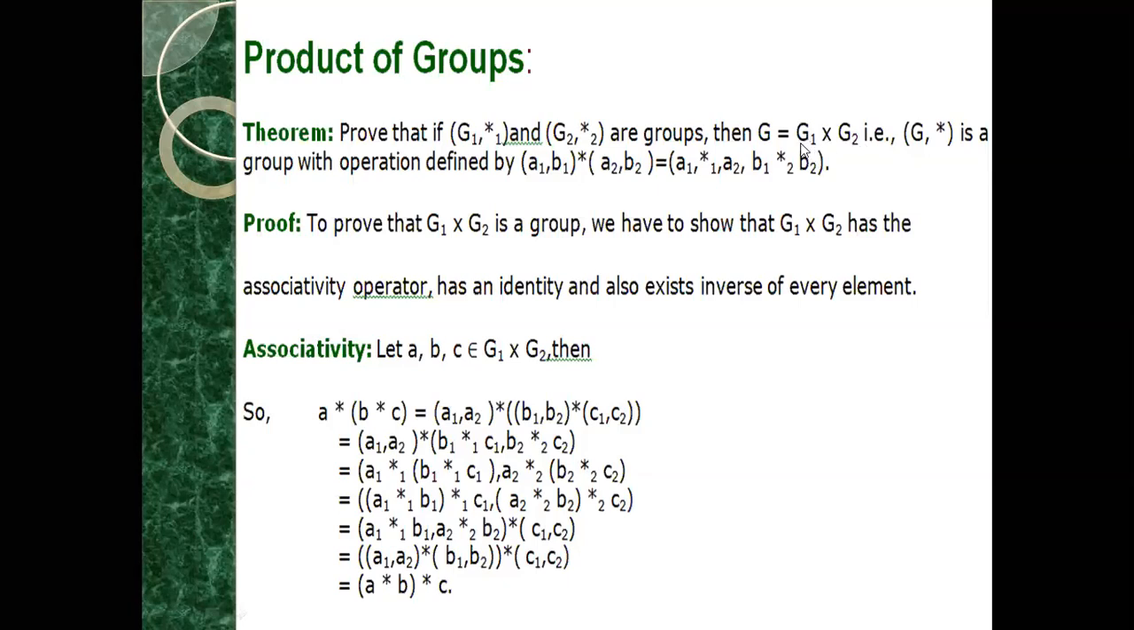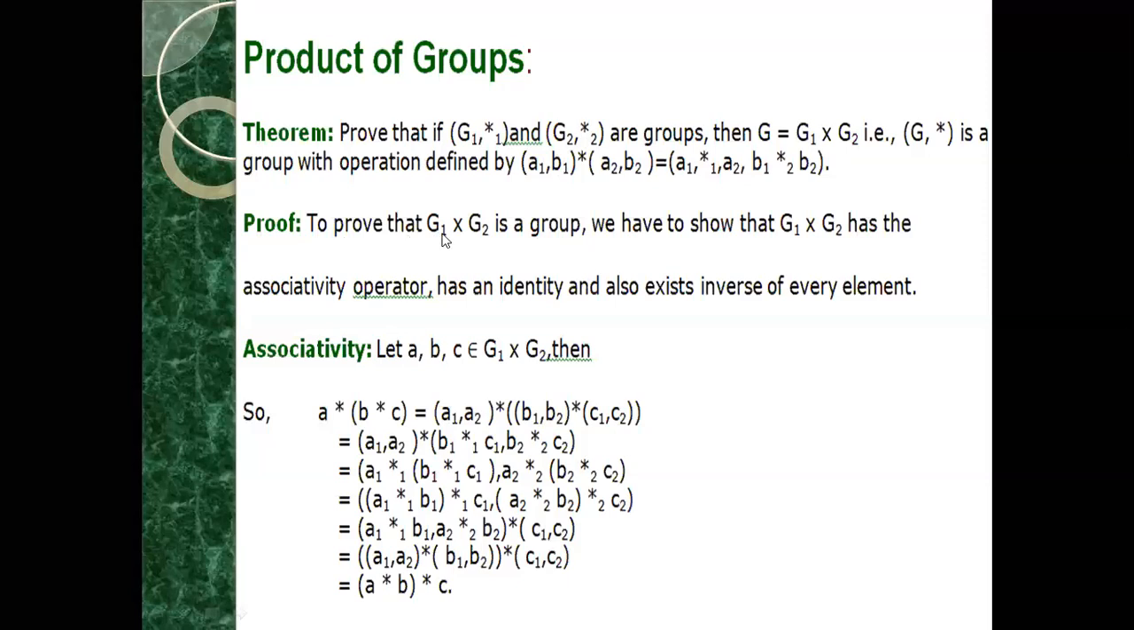So the Cartesian product of these two groups, that is G, is a group with operation defined by (A1, B1) star (A2, B2) equal to (A1 star 1 A2, B1 star 2 B2). So here A1, A2 belong to G1 and B1, B2 belong to G2. So the binary operation is defined like this, and we have to prove that this is a group with the operation defined by.